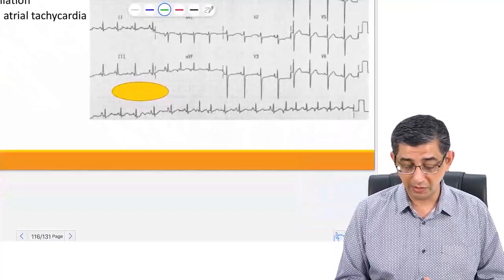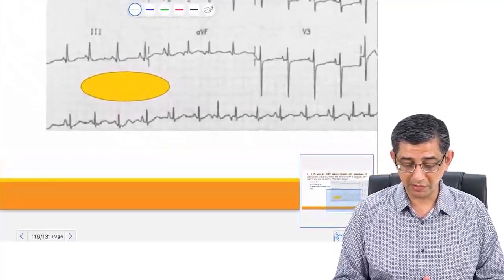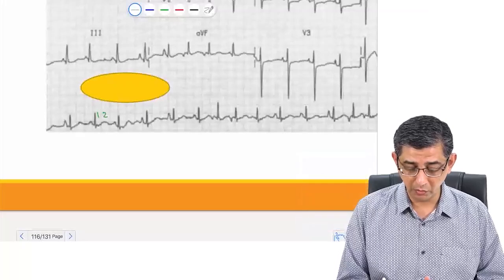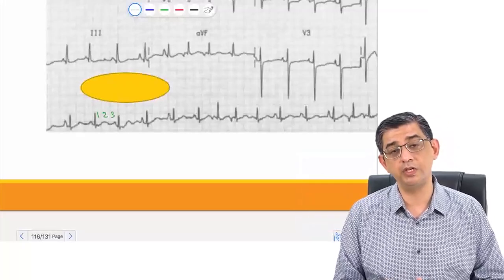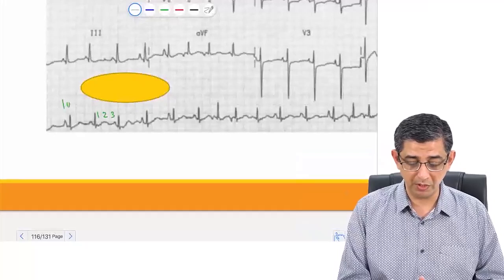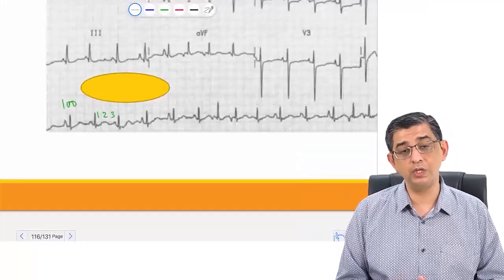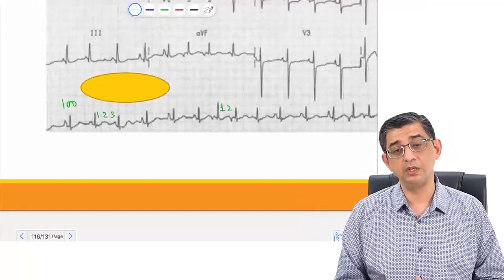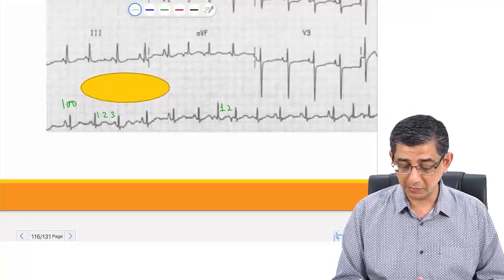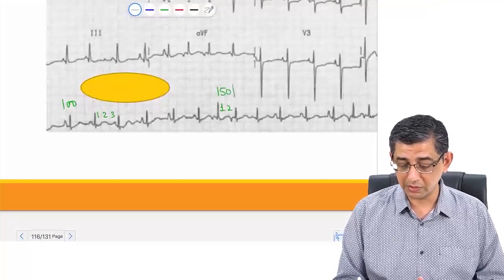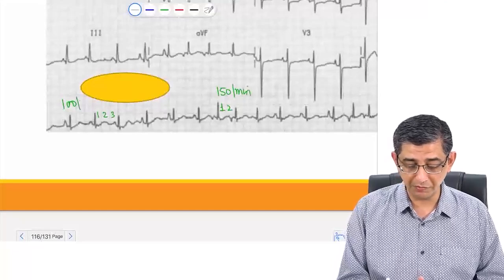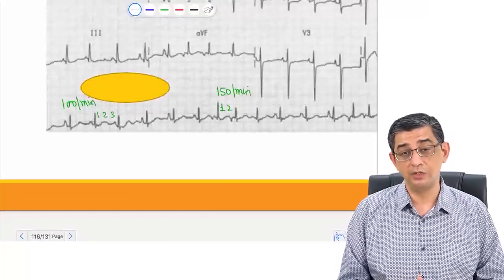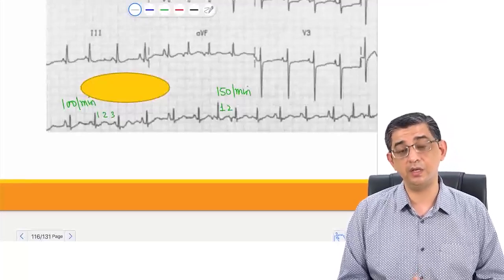Now, when I evaluate the heart rate of this guy, something very interesting comes up here, which is that when you look at the RR interval, there would be 3 large squares. That means the heart rate would be about 100 per minute. But if you scroll a little laterally, you will notice that there are only 2 large squares present. This means that the heart rate of this patient is now 150. So in a single ECG, you are noticing two different heart rates in the same patient. This is basically an irregular RR interval.